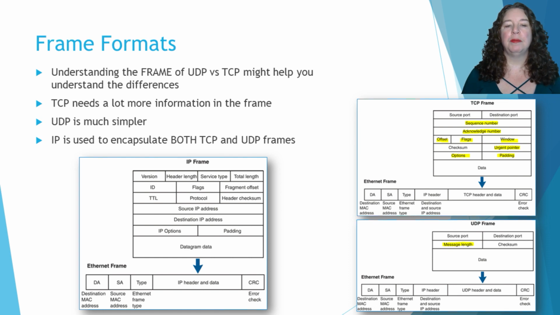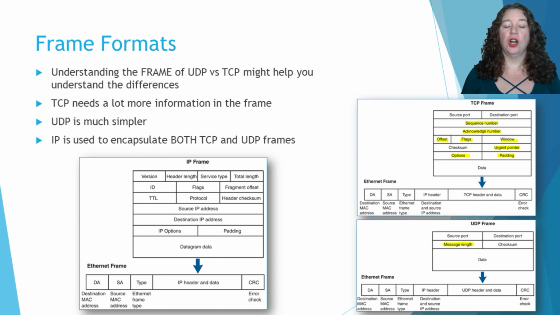We also include a couple of other things like which protocol, time to live, different flags, how long is it, things like that are all going to be included in the IP header. The IP header is going to include all of these extra IP things. The datagram data inside of the IP frame, that's your whole TCP or UDP frame. IP encapsulates your UDP and TCP.